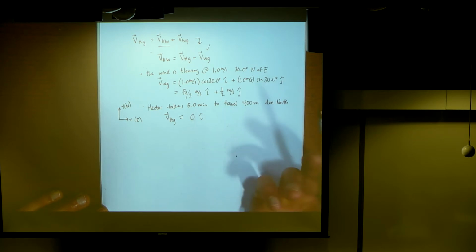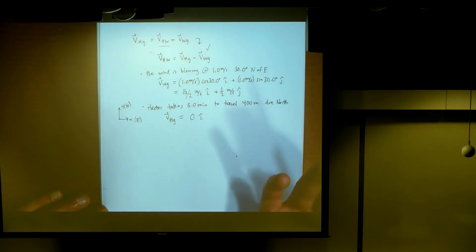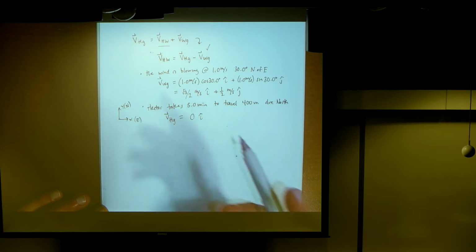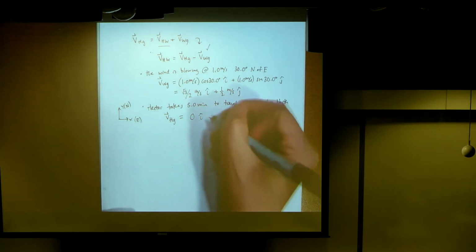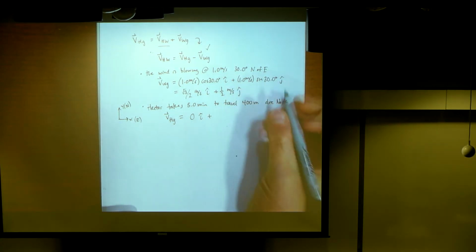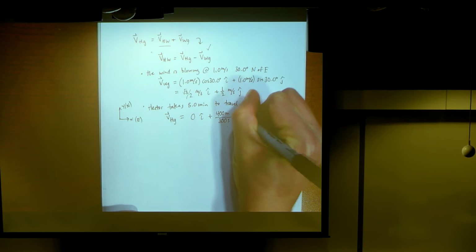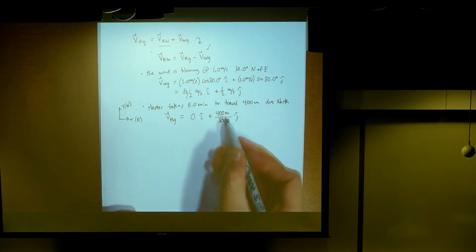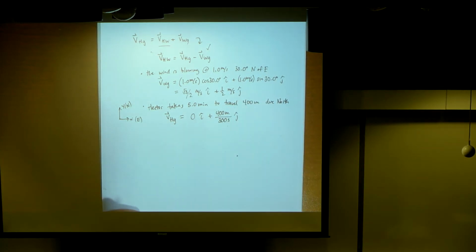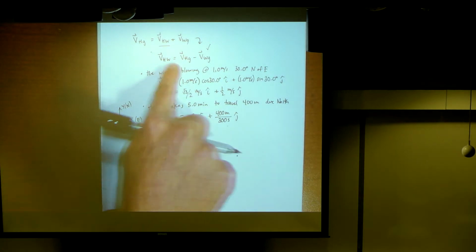What's 5 minutes if I express that in seconds? It's 300. Yeah, because it's multiplied by 60, right? So I could say this is 400 meters over 300 seconds, j hat, which is just 4/3, right? That would simplify this to 4/3. All right, so then we can crunch the numbers.